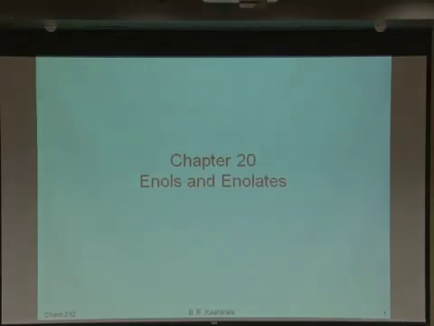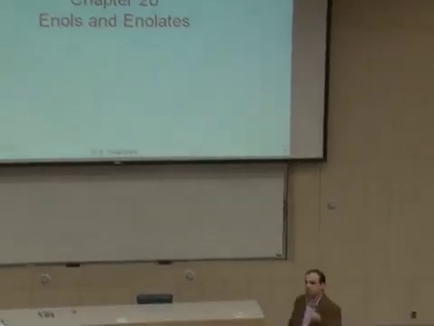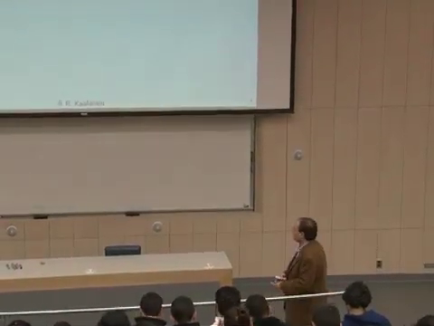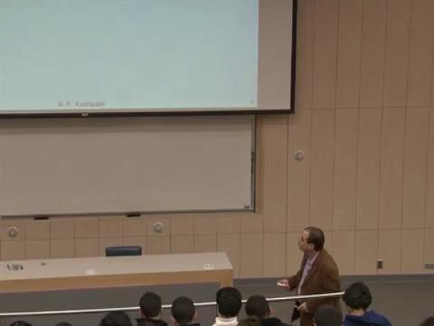So in chapter 20, we are going to talk about enols and enolates. We are going to talk about enolates of aldehydes, ketones, esters, diketones, diesters, and so forth. We're going to start with the terminology.